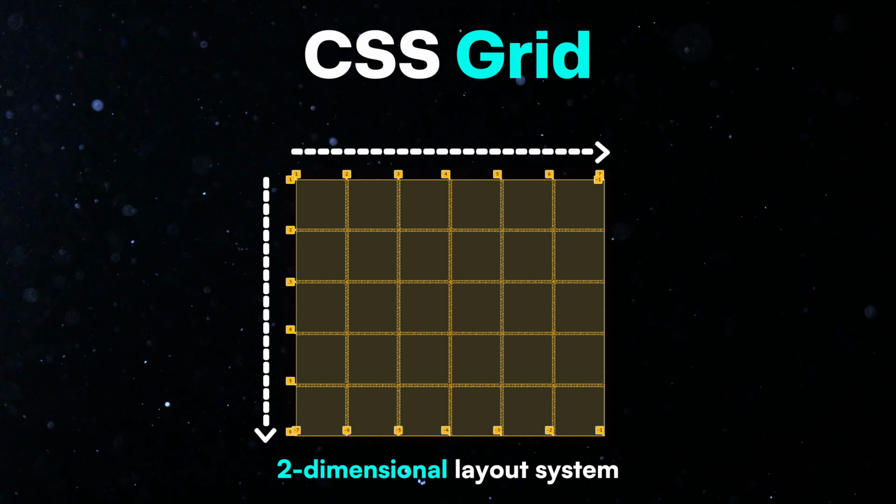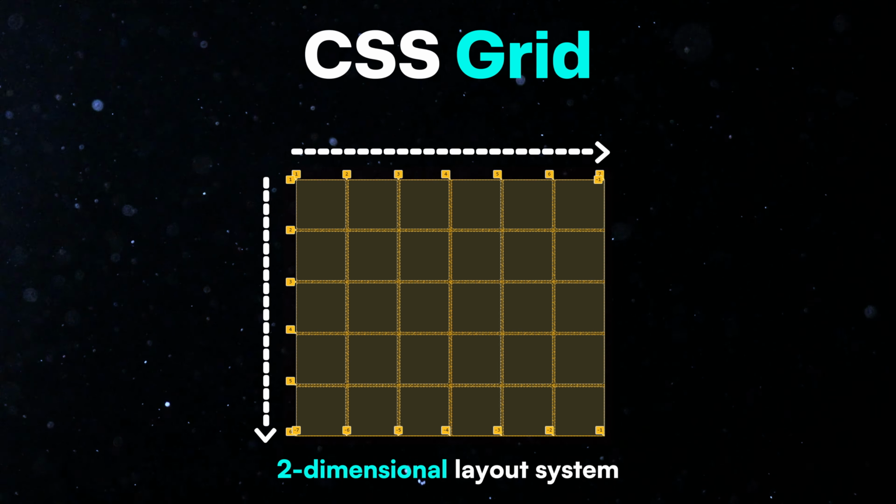This works great, but there's an even easier way, using the span keyword. Instead of setting start and end lines, you can tell the item to span a certain number of cells. For example, you can say, start where you are and stretch across 2 rows and 2 columns.